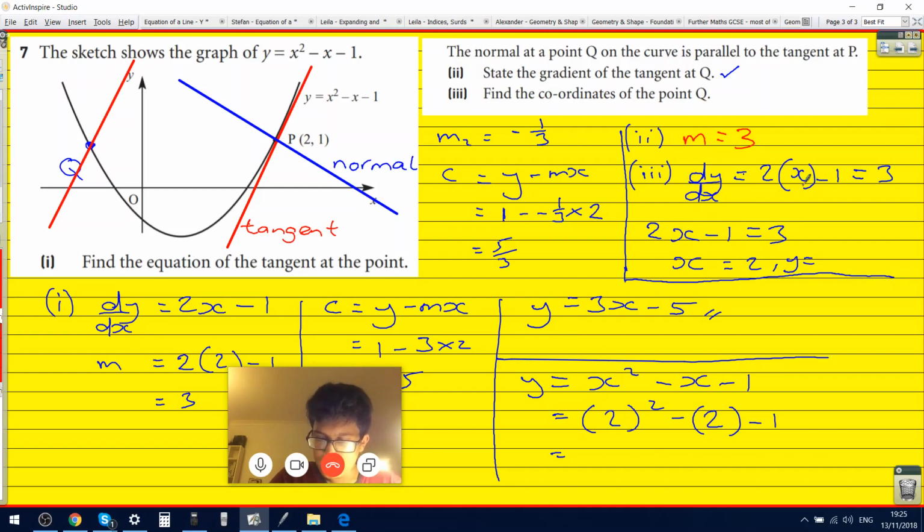Wait. So of course it works that way. But wait a second. Oh. No. Right. Why did this question have to be so tricky?